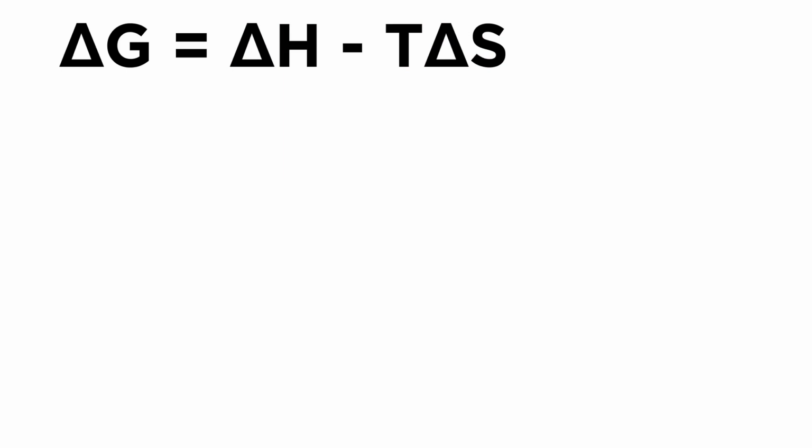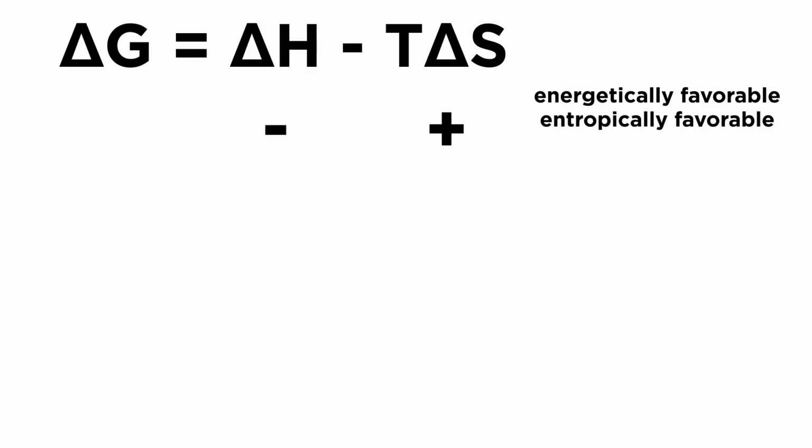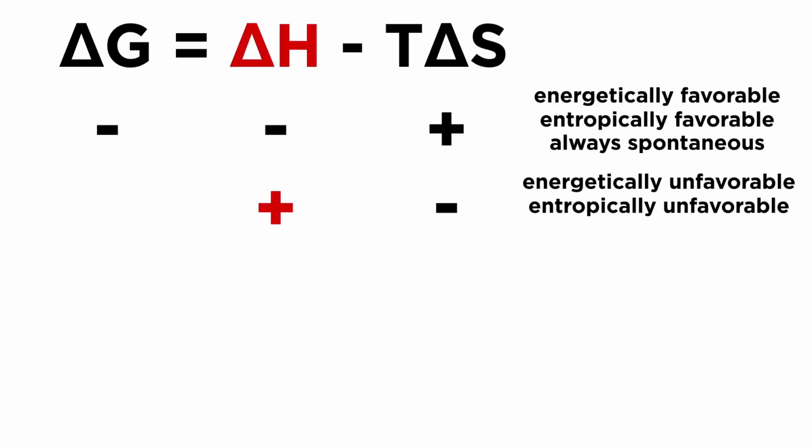So we can use this equation to see how a spontaneous process can be either enthalpically or entropically favorable, or both, but not neither. For example, if delta H is negative, which means exothermic and energetically favorable, and delta S is positive, which means an increase in entropy, which is also favorable, a negative minus a positive will always be negative, or spontaneous. If the opposite is true, and both are unfavorable, we have a positive minus a negative, which will always be positive, or non-spontaneous. If only one of the two is favorable, we have to do some math.